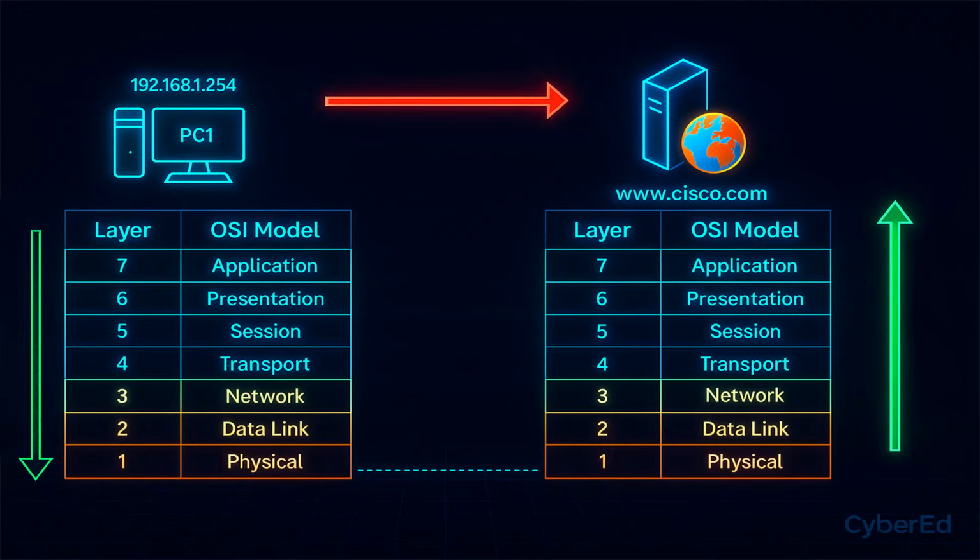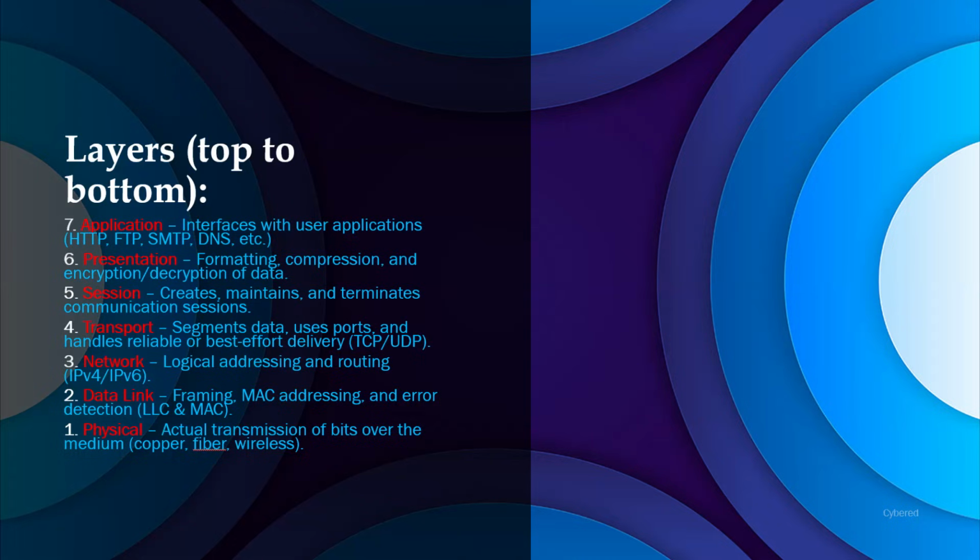The OSI model is a 7-layer framework created by ISO to describe how data moves through a network. It is not implemented directly in systems, but it's essential for understanding and troubleshooting networks. Layers, we go from top to bottom. So we've got the application layer, the interfaces we use as applications, like HTTP, FTP, SMTP, DNS, etc.